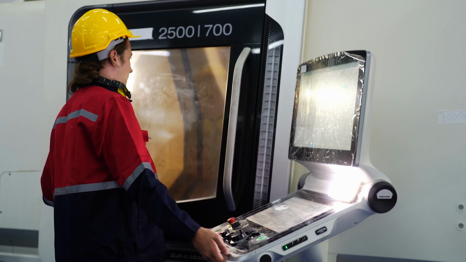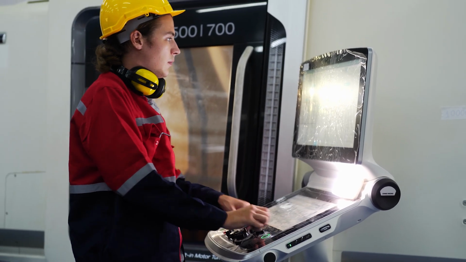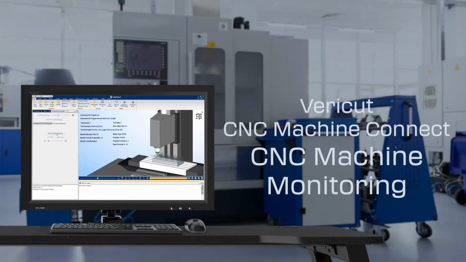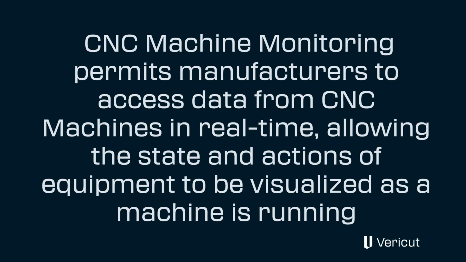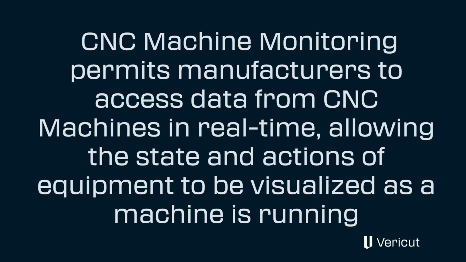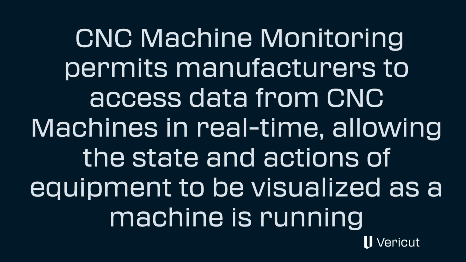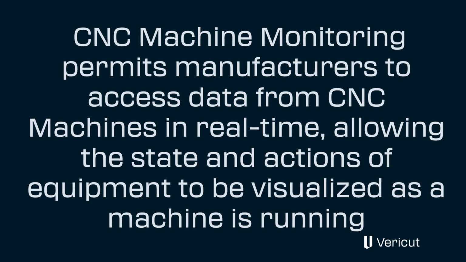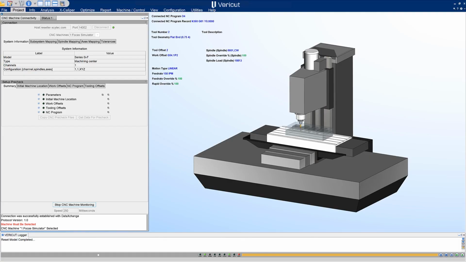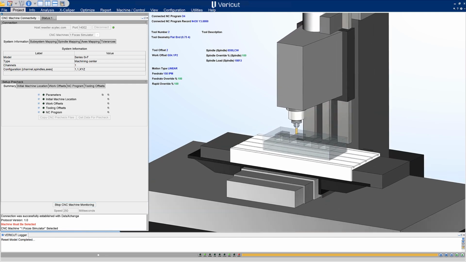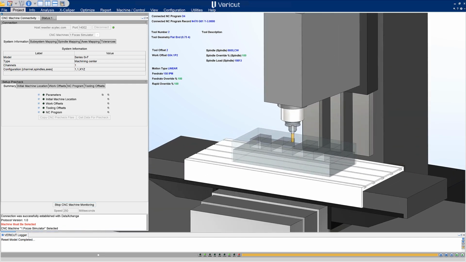For manufacturers who strive to take their shop floor to the next level, Vericut's CNC Machine Monitoring Module streams live data from CNC machines in real time, allowing the state and actions of a machine to be visualized as the machine is running. CNC Machine Monitoring answers questions manufacturers may have about how their machine is running by seeing a visual representation inside a Vericut simulation.